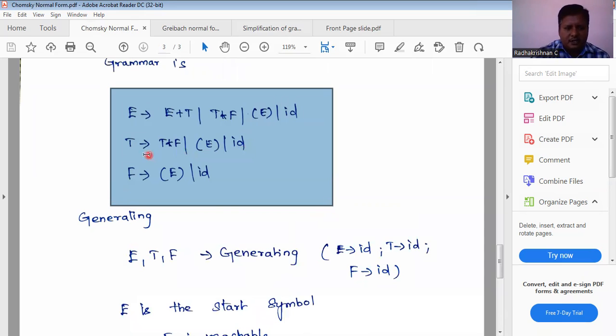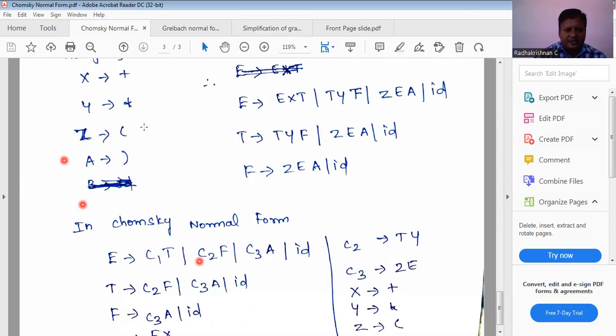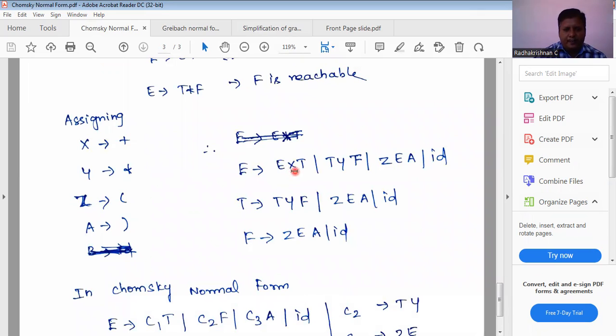So for the CNF characters, what operators are available? E plus T. So we can add new rules: X gives plus, Y gives star, and for the open bracket and close bracket we have Z and A. So we can add them. Automatically the rules will be in the form: E gives E plus T, replaced by E X T. T star F is replaced by T Y F. Open bracket E close bracket is replaced by Z E A, or ID. Similarly for the T and F rules.